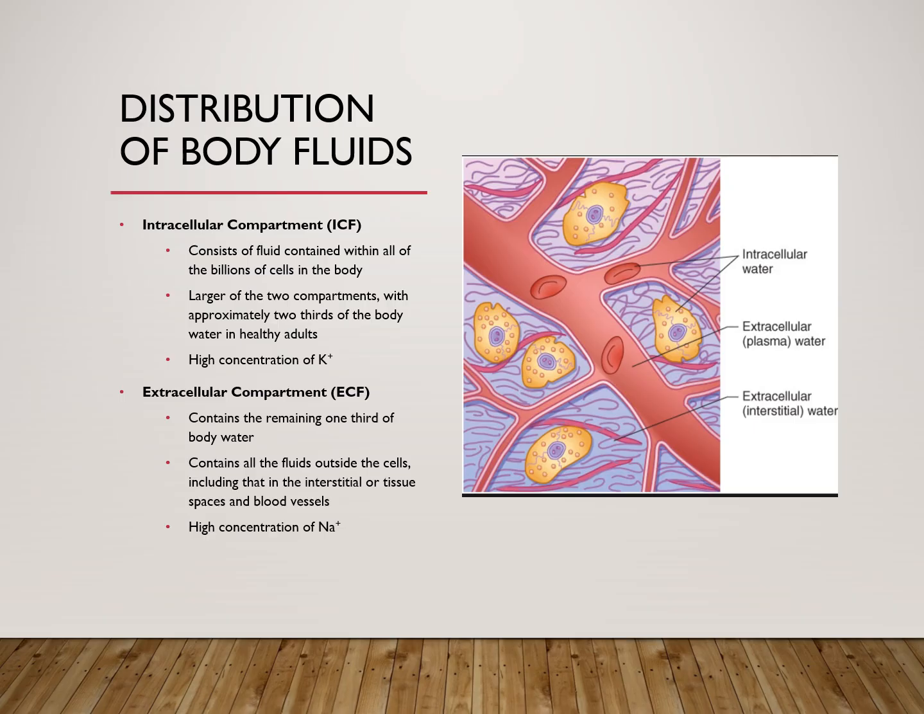So how are they distributed? Remember, we mentioned intracellular versus extracellular compartments, and this is going to be a very important concept for you to really understand, a lot of what we're going to talk about throughout this unit. So intracellular compartments, or the ICF, are all the fluids contained within the billions of cells in the body. This is really the larger of the two compartments. It holds 2/3 of the body water in a healthy adult. The primary electrolyte within the intracellular compartment is potassium.